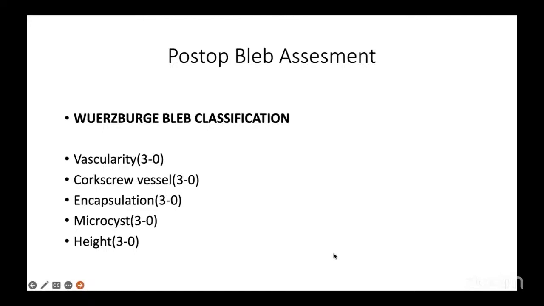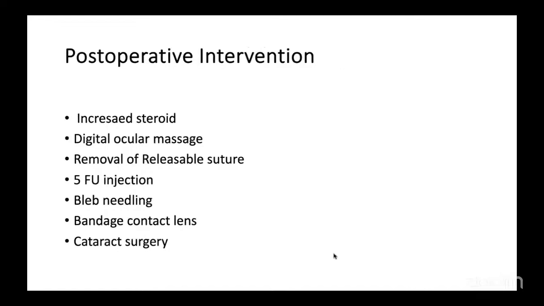You need to know when to increase steroids. You also need to know when to do digital ocular massage, when to remove releasable sutures, 5-FU injection, bleb needling, laser suture lysis, cataract surgery. So that's why glaucoma is an intervention clinic. So you must have some of these things. So now let's talk about this, for example.